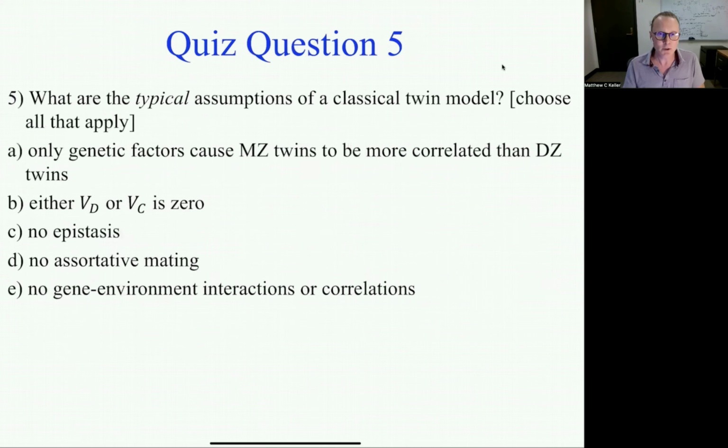Quiz question 5, what are the typical assumptions of a classical twin model? Pause the video, come back in a sec, we'll go over it. Okay, welcome back. So the correct answer here: only genetic factors cause MZ twins to be more correlated than DZ twins, correct. Either VD or VC is 0. This is what the lecture has been about, correct. There is no epistasis. We're modeling all non-additive genetic variation as though it's due to dominance, correct. That there is no assortative mating, correct. And finally, that there is no gene-environment interaction or correlation, also correct.